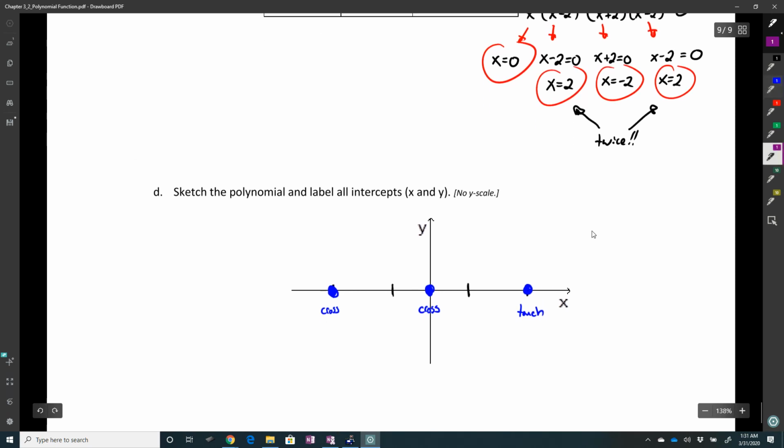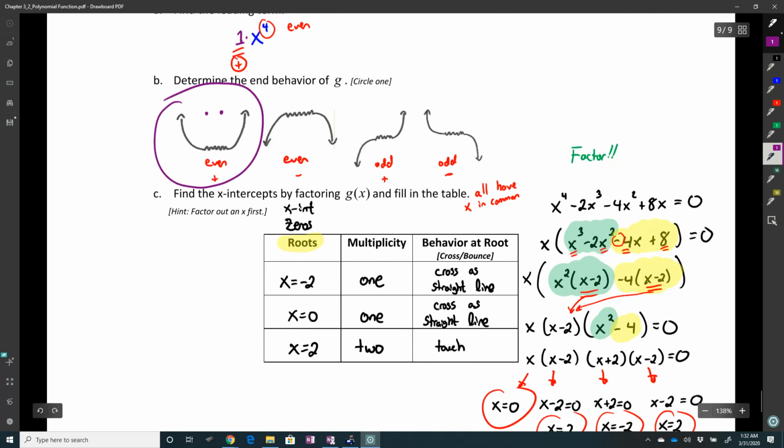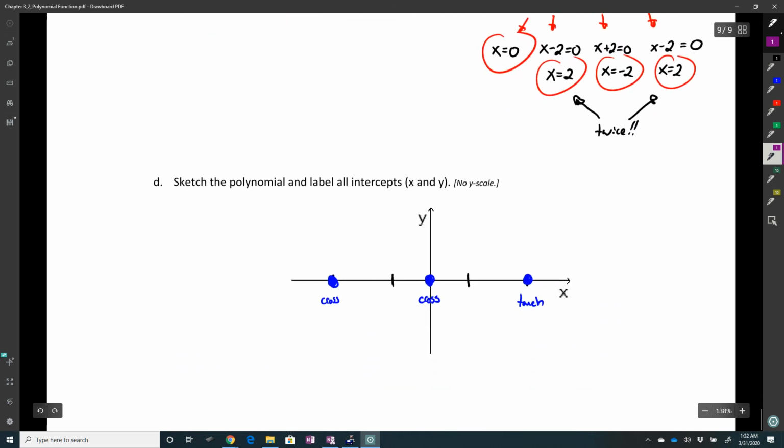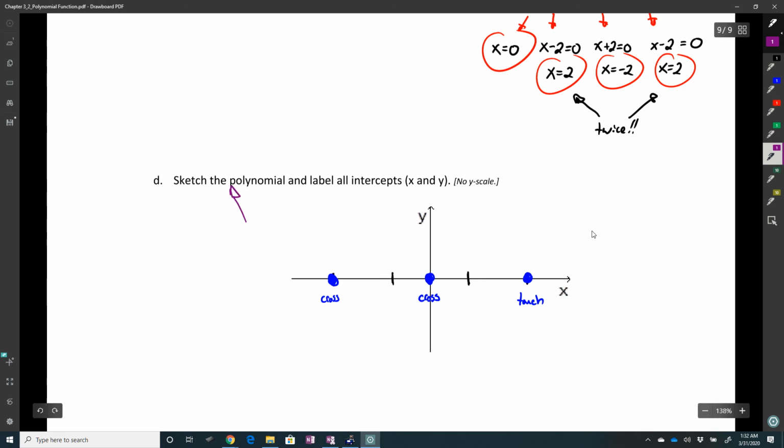But you have to know which direction it is going. Is it going up this way? Is it going down this way? You have to know which way you're going. And so that's where the end behavior comes into effect. We know that it looks like a positive parabola. So it's going to end going this way, and it's going to end going this way, as a positive parabola.